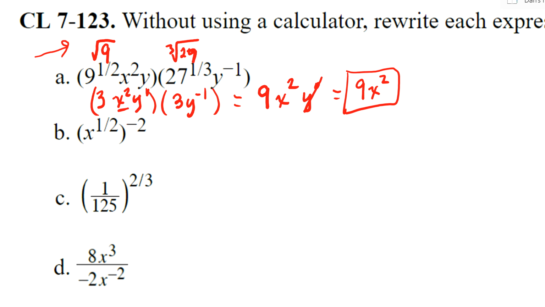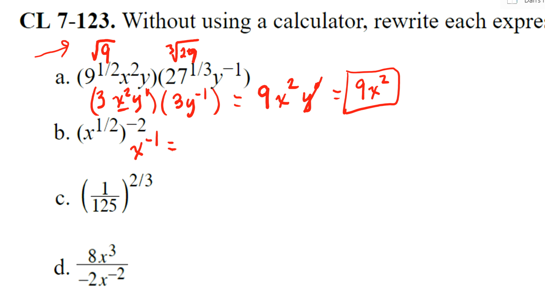Okay, now when you're raising a power up to a power like this one, we're going to multiply the exponents. So that would be x. And then 1/2 times negative 2 is what? What's negative 2 times 1/2? Aaron? What was the question? Negative 2 times 1/2. 1. 1, but it's negative 1.